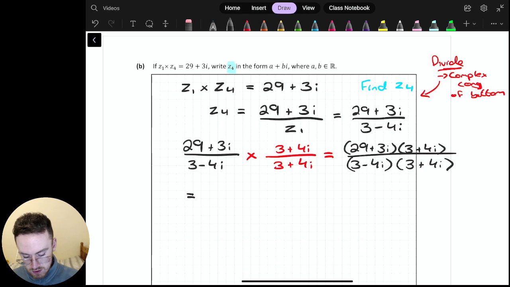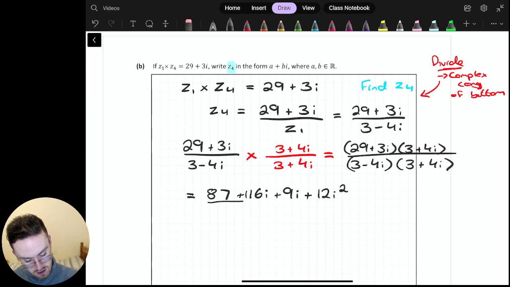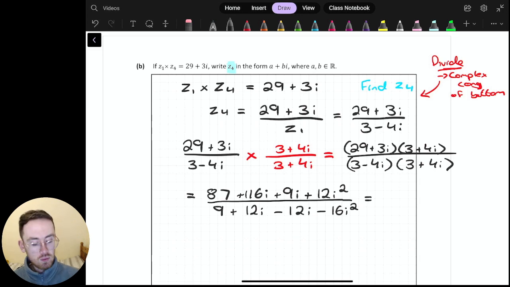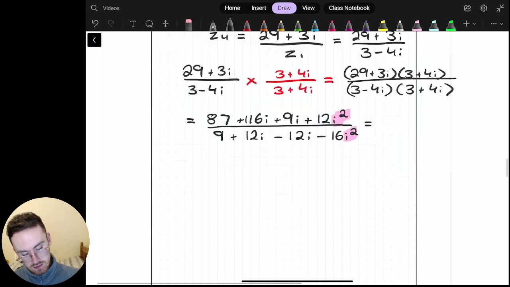What's 29 multiplied by 3? 87. What about 29 by 4? 116, so we got 116i. 3i by 3 gives me 9i. 3i by 4i gives me 12i squared. On the bottom, 3 by 3 gives me 9, then 12i minus 12i minus 16i squared. What do we know about i squared? We know that i squared is minus 1.